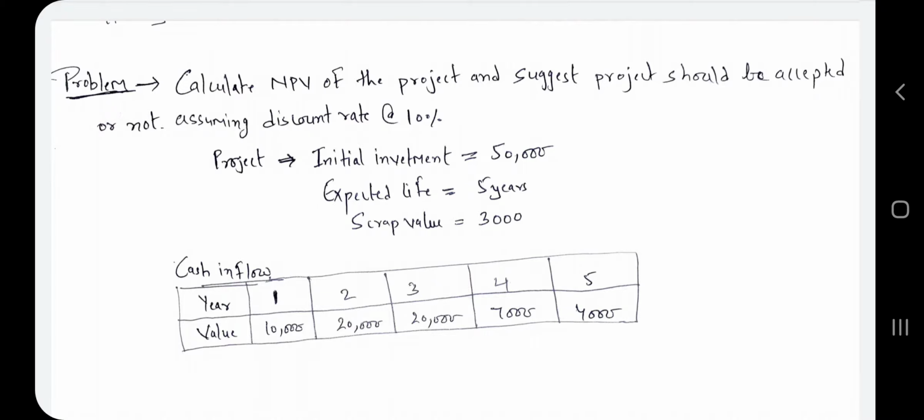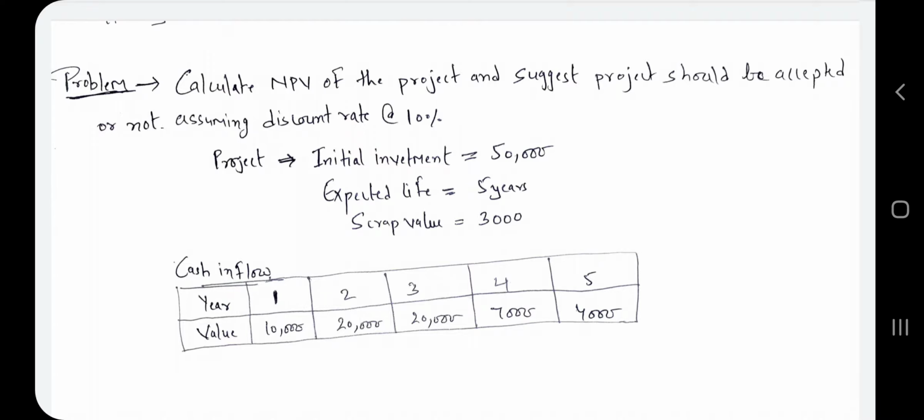So let's see: calculate net present value of the project and suggest whether the project should be accepted or not, assuming a discount rate of 10%. Project initial investment is 50,000, expected life is 5 years and scrap value or terminal cash flow is 3,000. Cash flow at 1 year is 10,000, second year 20,000, third year 20,000, fourth year 7,000 and fifth year 4,000.